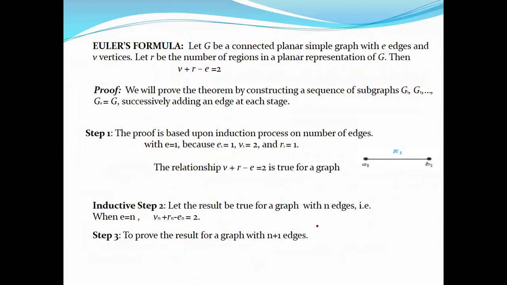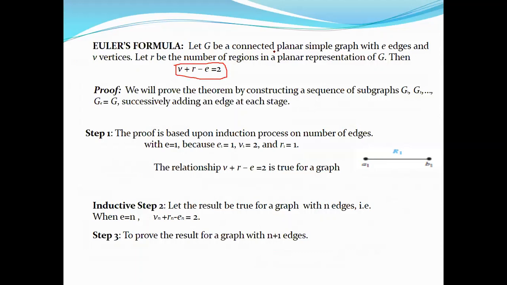Connected with this planar graph, there is one important formula, and then there are two corollaries. This formula is Euler's formula. Euler's formula is in the form of this expression: V plus R minus E equal to 2.